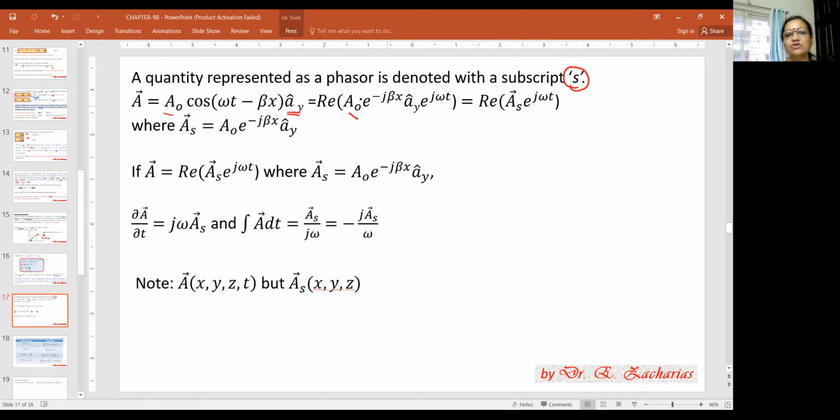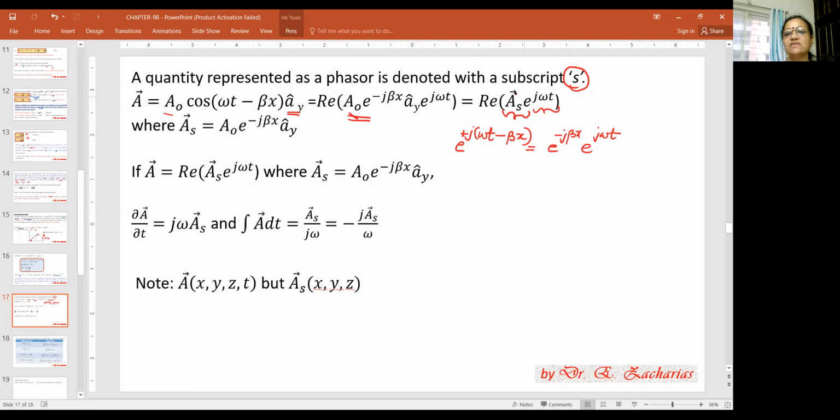j omega t. Because when you are writing it as e to the power of j into omega t minus beta x, you can actually divide it and write it as a product of two parts. You can write it as e to the power of minus j beta x and e to the power of j omega t. So that's what has been done here. Or in other words, you can write this cosine function as a real part of a phasor into the time part e to the power of j omega t.